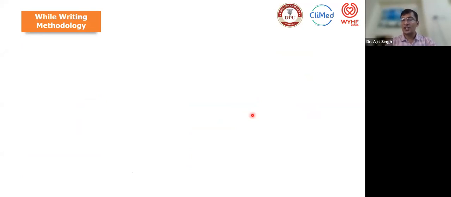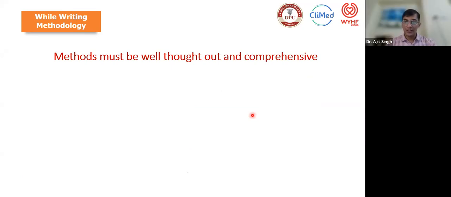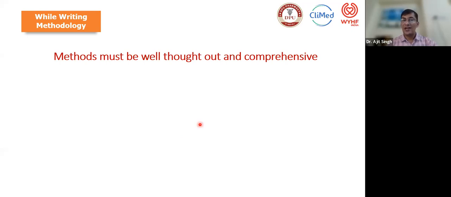Okay, guys. So now next thing, while writing the methodology, you should remember these things, important hacks, important points. Very important. Okay, what are these things? Methods must be well thought out and comprehensive. Your methodology should be clearly written out on the paper. It should be clearly written out what you are going to do, how you are going to do it, what are the timelines, everything very clearly. What you are going to include, process, instrument, laboratory, population, everything must be comprehensively written. Then only you can impress or convince your agency to give you the budget.